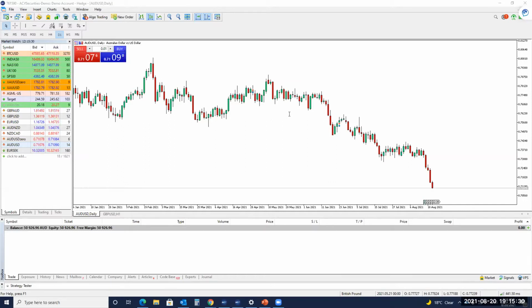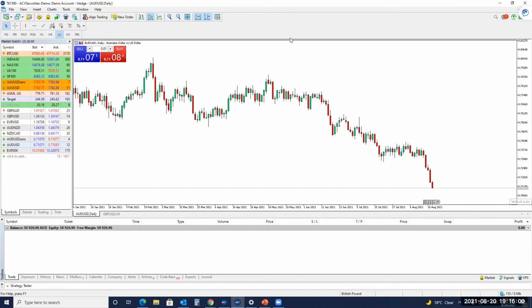Now, those of you who are unfamiliar with what a pip is, if we have a look here, we have 0.71072, right? So the last decimals, we'll go by the last two, are your pips, and the little one at the end is known as a pipette. So if we say the Aussie dollar went from 71.10 to 71.11, it's gone up 1 pip. That 1 pip on a 0.01 position size would be the equivalent to 10 cents.